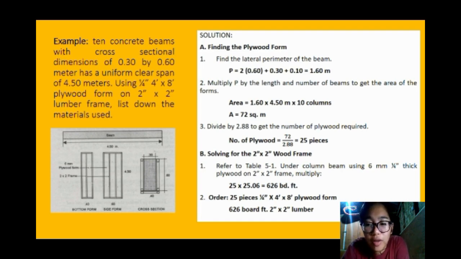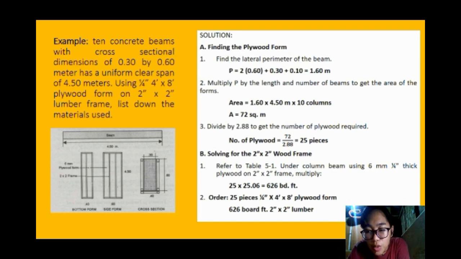After that, we will solve for the 2x2 wood frame na required sa given. So, we will refer to table 5.1. Using under column beam using a 6 mm, 1/4 thick plywood on 2x2 frame, we multiply 25 times 25.06, which equals 626 board foot. And so, para ma-identify na kung pila gid ang atong i-order, we order 25 pieces of 1/4 by 4 by 8 plywood form, and 626 board foot of 2x2 lumber.